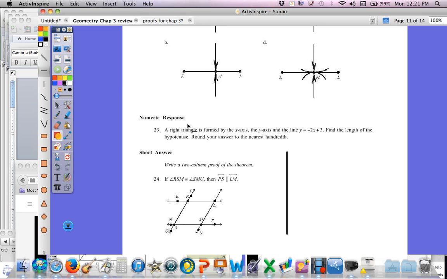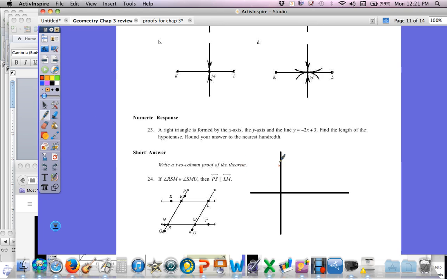Okay, so I'm going to make a rough coordinate grid here. Okay, and I'm going to try and just roughly graph this equation. So it's going to go through, right, the y-intercept is 3, so (0, 3).